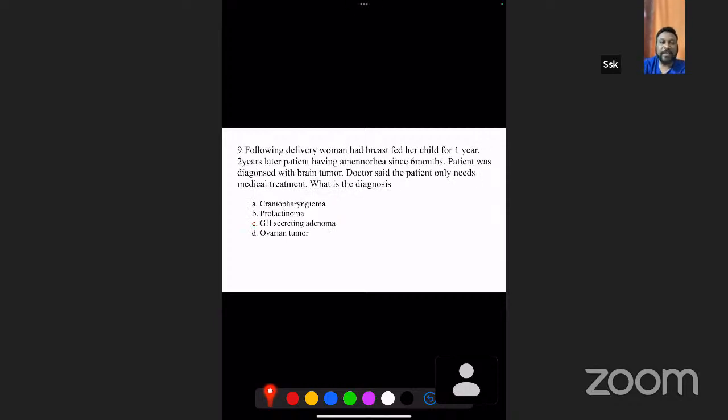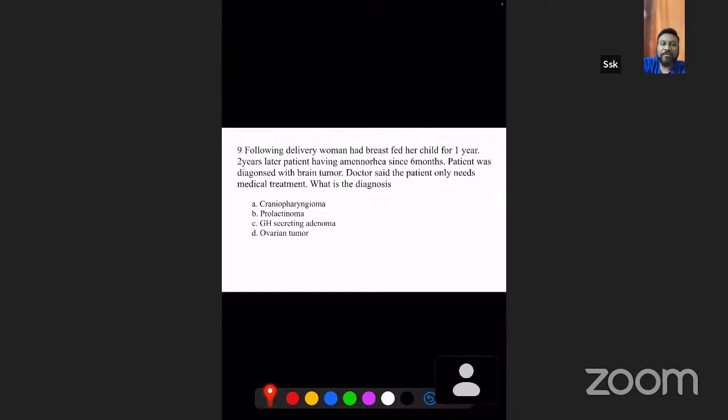Following delivery, a female had breastfed her child for 1 year. 2 years later, the patient has had amenorrhea for the past 6 months. The patient is diagnosed with a brain tumor. The doctor said the patient only needs medical treatment. So what is the diagnosis? This is classically a picture of a prolactinoma.